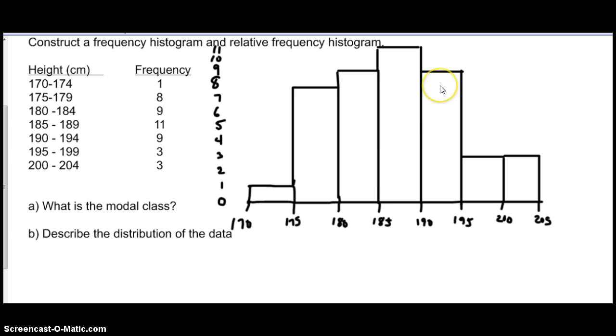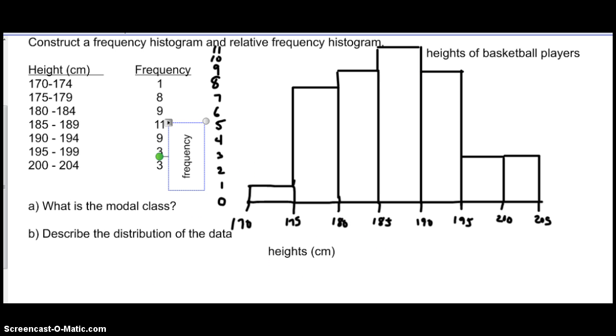So there should be a title, and my title for this one would be the heights of basketball players. And then also you want to put titles for your horizontal and your vertical. So the appropriate one for the horizontal would be the heights in centimeters, and then for the vertical would be frequency.